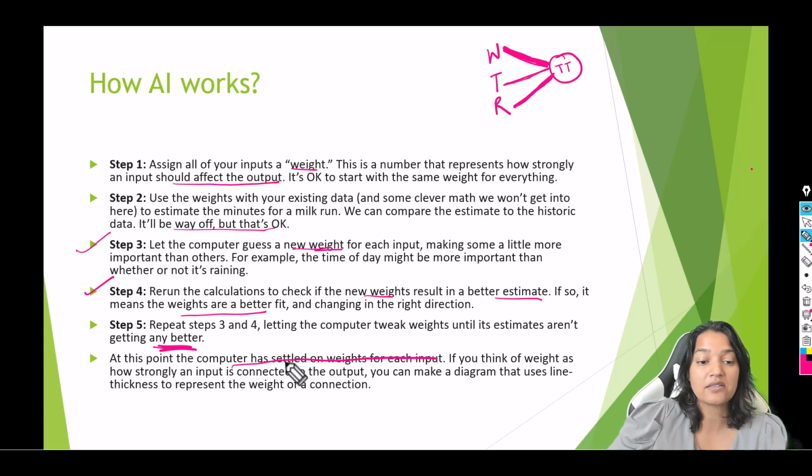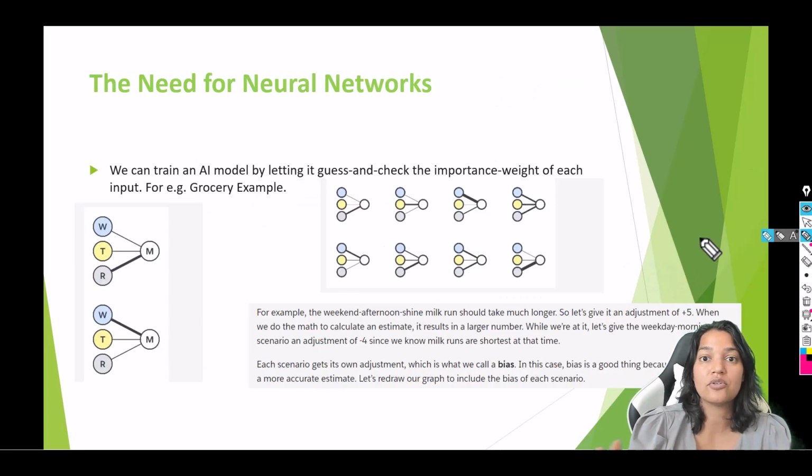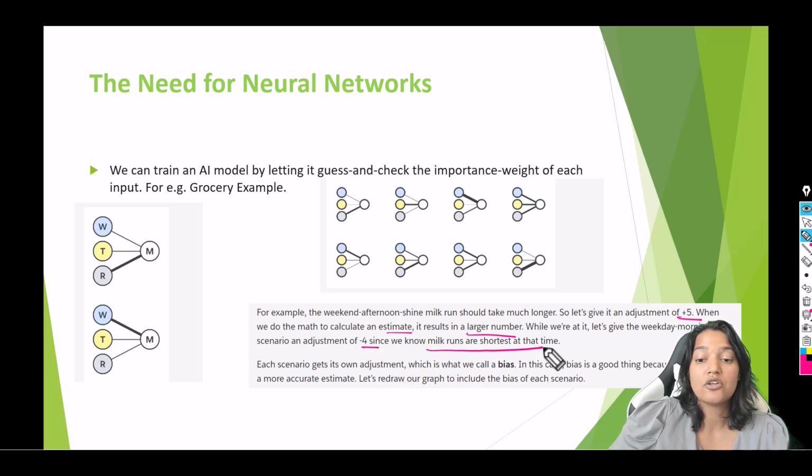If you think of a weight as how strongly an input is connected to the output, you can make a diagram that uses line thickness. Okay, so going from point A to grab milk is just one scenario, but there are so many factors involved, so many exceptions. You can see here, for example, a weekend afternoon on a sunny day with no rain will take much longer, so let's give it an adjustment of +5. When we do the maths to calculate an estimate, it results in a larger number. While we're at it, let's give the weekday morning rain scenario an adjustment of -4, since we know milk runs are the shortest at that time.